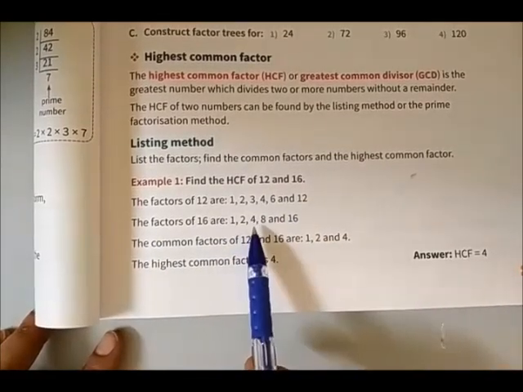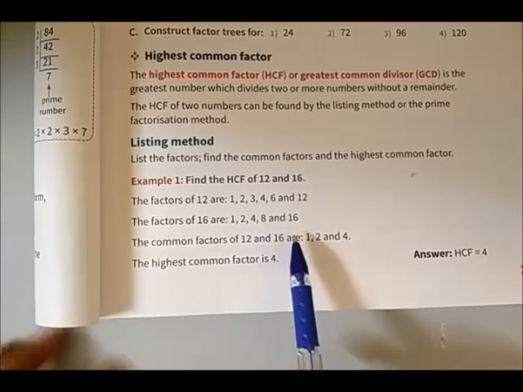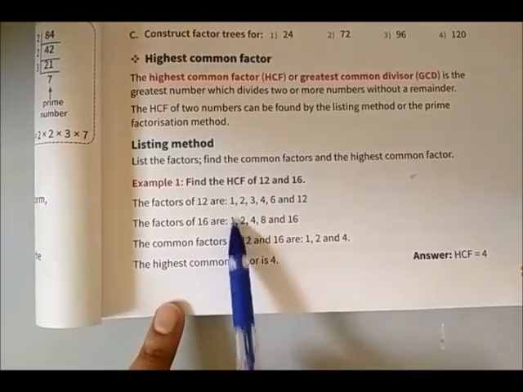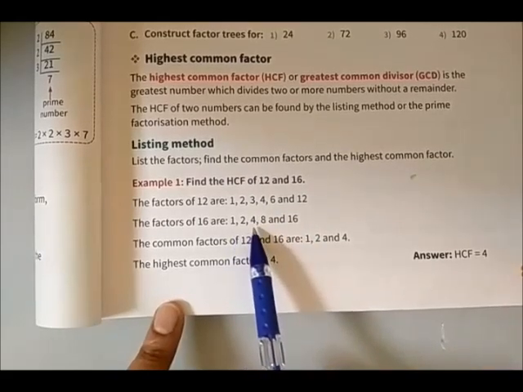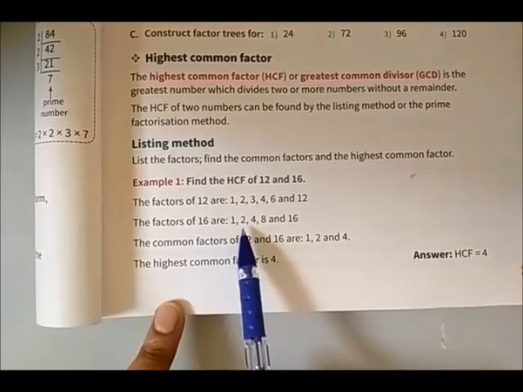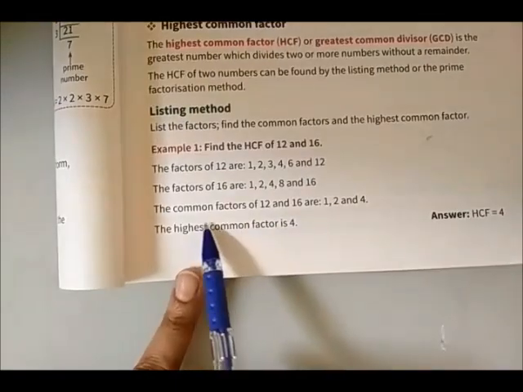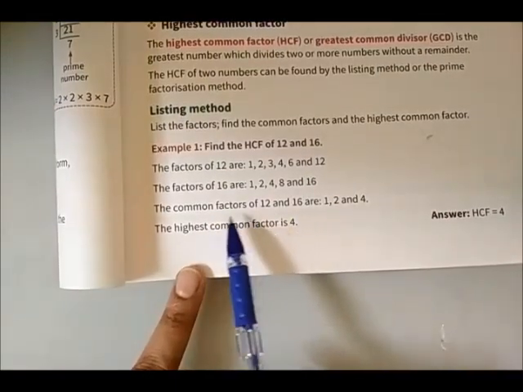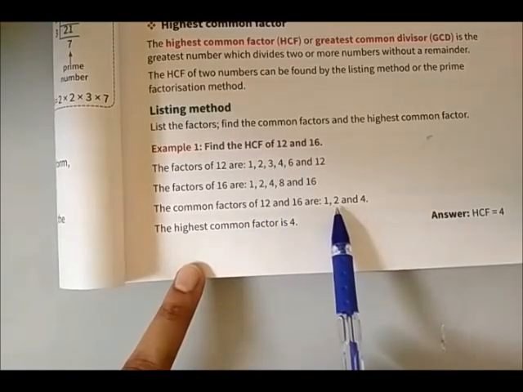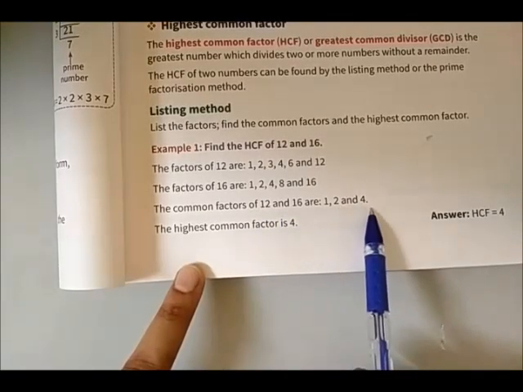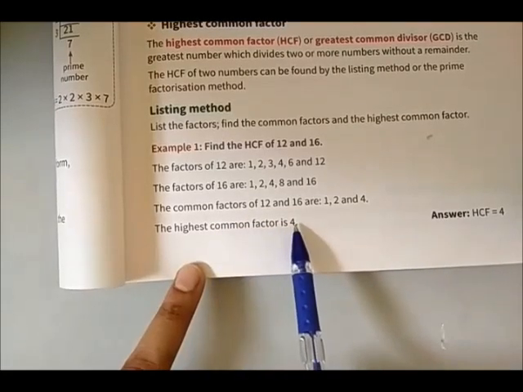Now you have to find out what are the common factors. Here you can see 1 is common, 2 is common and 4 is also common. Okay, only these three are common factors. So first you write what are the common factors. The common factors of 12 and 16 are 1, 2 and 4. So here the highest common factor is 4. Clear?